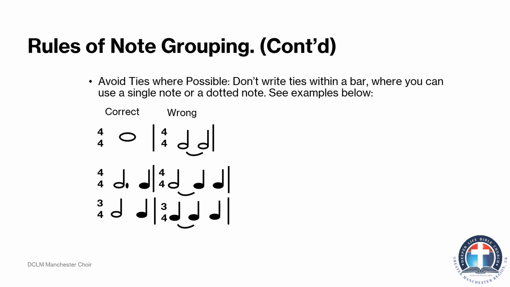Why don't you just use one note, or use a dot to express it, as you can see in the second example. So instead of a minim and a crotchet tied together, why don't you just use a dotted minim, which gives you the same thing you're trying to achieve. And in the third case, you use a minim instead of two crotchets tied together. So this is something we should learn.